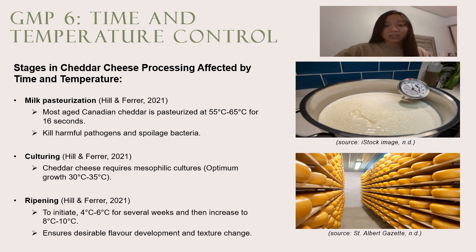Finally, during the ripening stage, time and temperature control are crucial for flavor and texture development. The cheese is typically aged at low temperatures of 4 to 6 degrees Celsius for several weeks, and then the temperature is increased to 8 to 10 degrees Celsius. So, starting with low temperatures helps control the early growth of bacteria and reduces the risk of undesirable flavors, while the increase in temperature promotes the development of the desirable flavors and textures that make cheddar cheese so special.